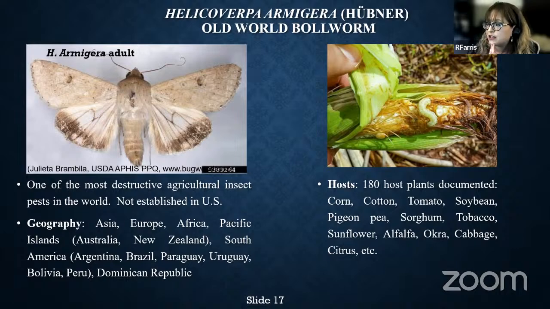So as I'm getting into this next phase of the discussion, like I said, I'm gonna hone in on this one pest here. This Helicoverpa armigera is the scientific name, the genus species. I'm not gonna go around saying that name. The common name is the Old World Bollworm, or OWB is the acronym. It is actually one of the most destructive agricultural insect pests in the world.